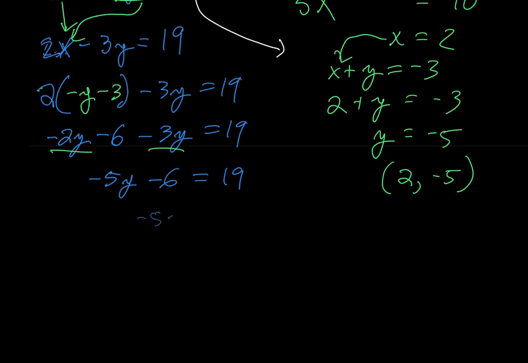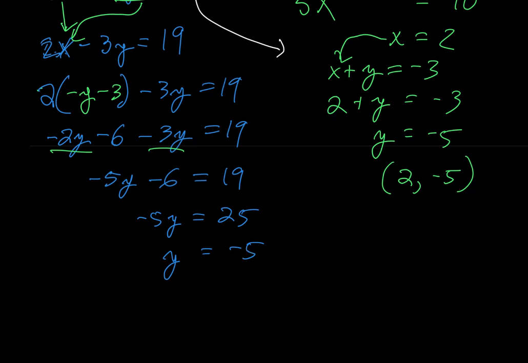Negative 5y equals 25. If I added 6 to both sides, divide by negative 5, y equals negative 5. And if you look, that's what I got over here. You will get the same answer. And then it would be just like we did on this side.